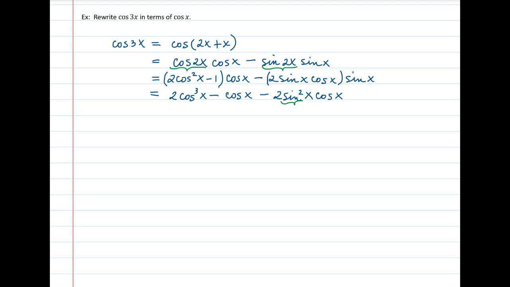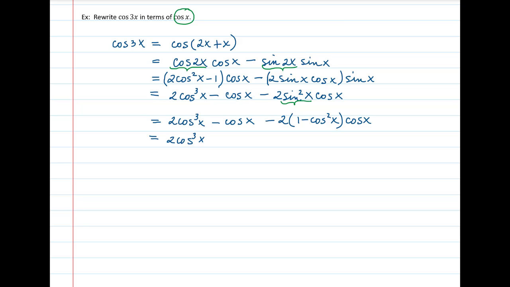All right, I still need to take care of this sine squared of x because I want everything in terms of cosine of x. And the only thing that comes to mind here is the Pythagorean identity. Remember, sine squared plus cosine squared is equal to 1. So we can use that identity to rewrite this sine squared as 1 minus cosine squared of x, and all that is times cosine of x. Now I have everything in terms of cosine of x.